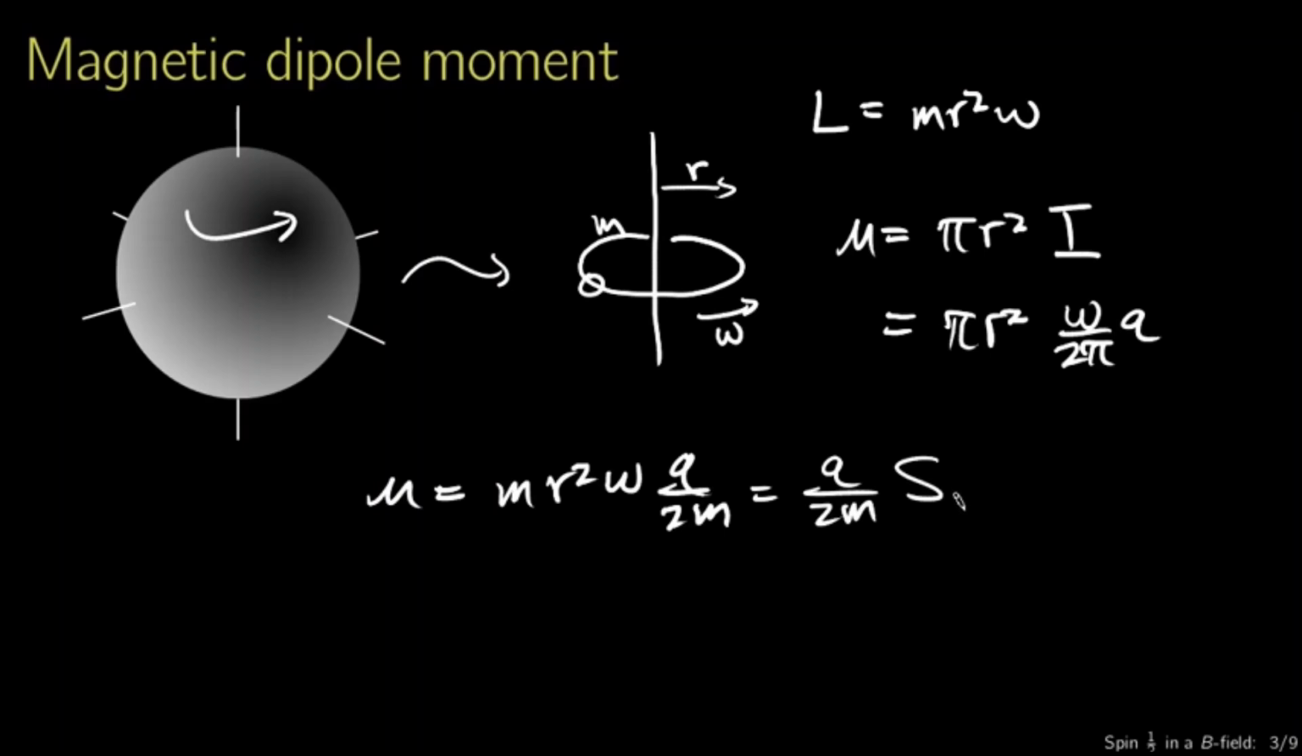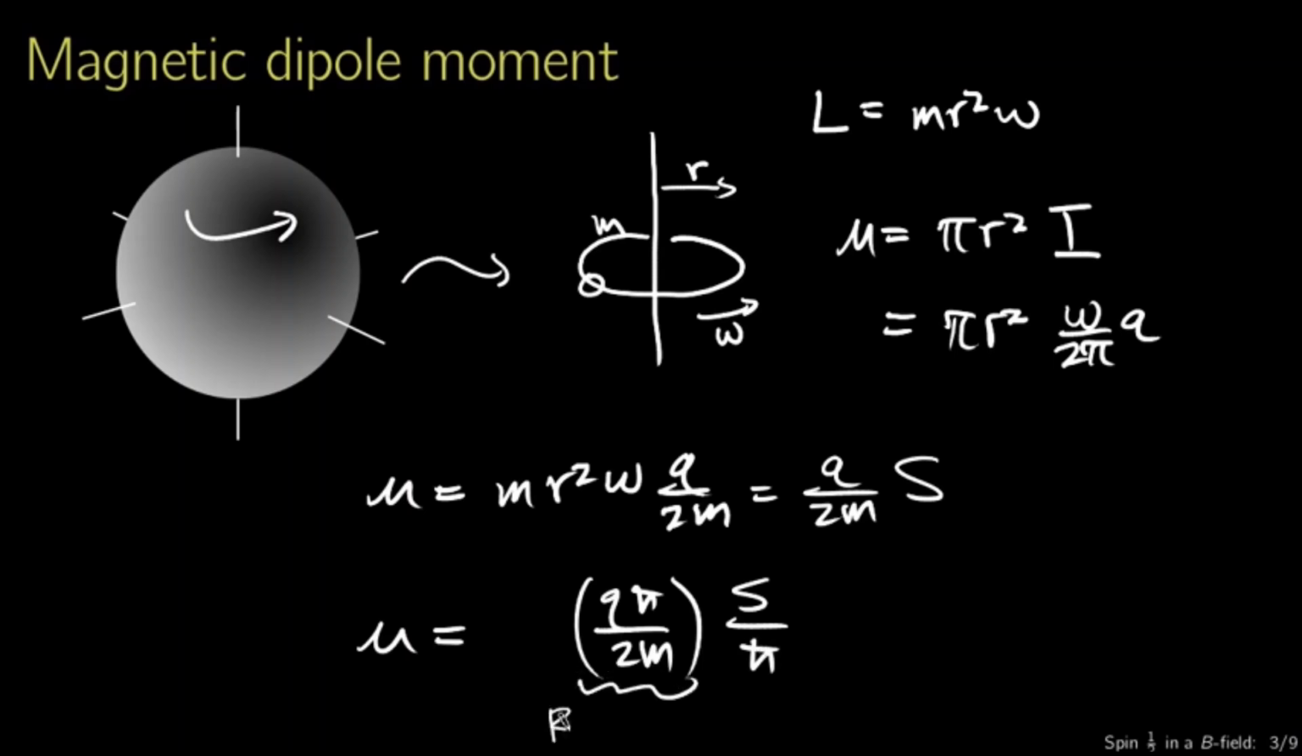One interesting thing, and this is entirely a side note, this comment and the next slide is a side note. It's conventional to write this magnetic dipole moment as q h bar over 2m times the spin angular momentum divided by h bar, where this quantity is called the Bohr magneton.